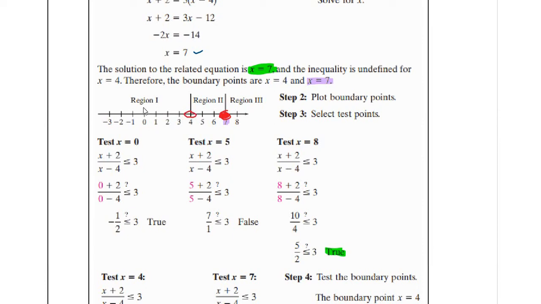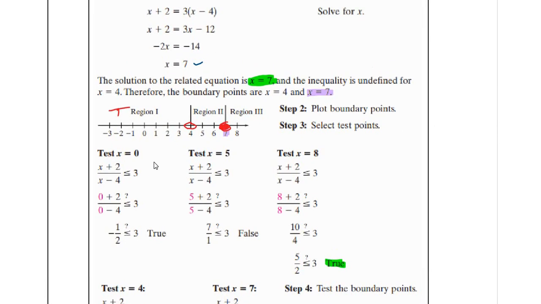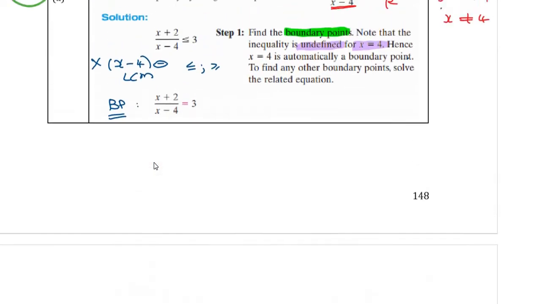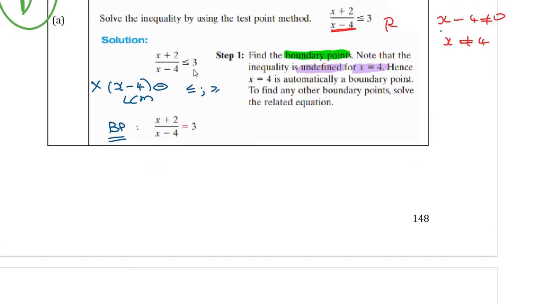And then we will have our three regions here, region 1, region 2, and region 3, that we can test now. And remember, you do not have to show the test. So if I take a number in region 1, say 0, and I place it in here, I see my fraction becomes 0 plus 2 over 0 minus 4, so minus a half. And minus a half is less than or equal to 3. So this is true. Remember, when we test for true or false, we use the original inequality, which is the fraction less than or equal to 3.